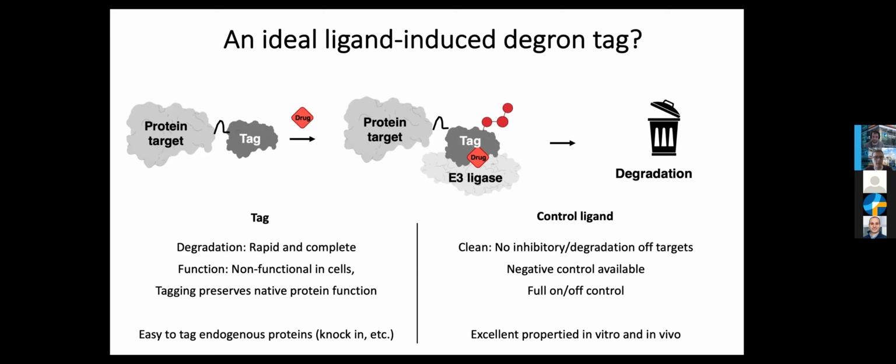And then I think we could also take even a step back and ask the question: does it have to be a protein tag? Can it be something else that would be able to induce a ligand-induced control of protein fate?